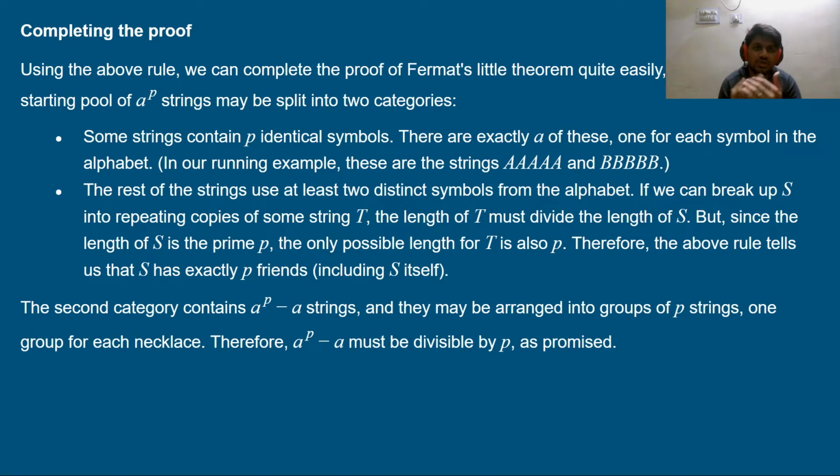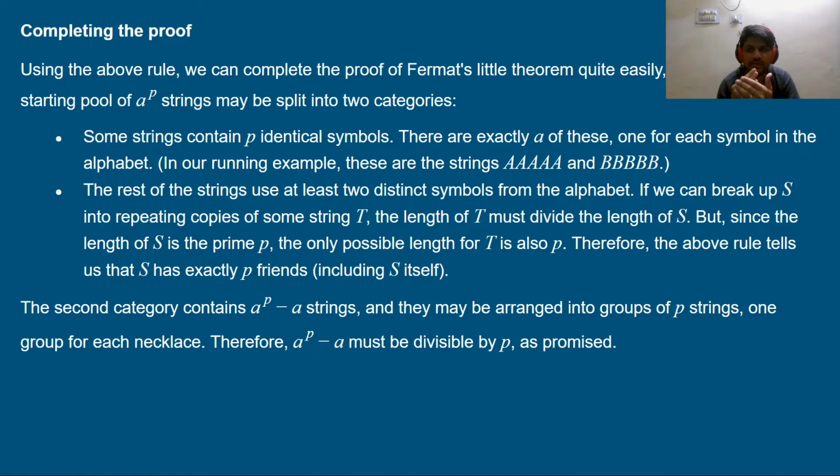Using the above rule, we can complete the proof of Fermat's little theorem quite easily as follows. Our starting pool of A power P strings may be split into two categories. Some strings contain P identical symbols. There are exactly A of these, one for each symbol in the alphabet. The rest of the strings use at least two distinct symbols from the alphabet.